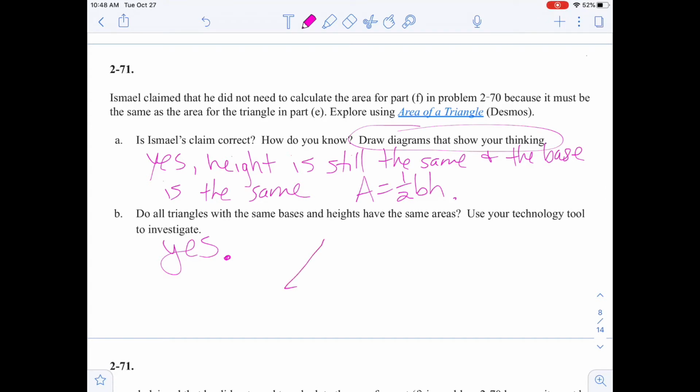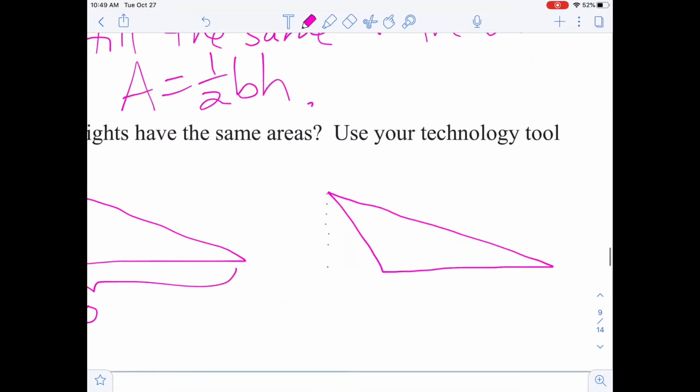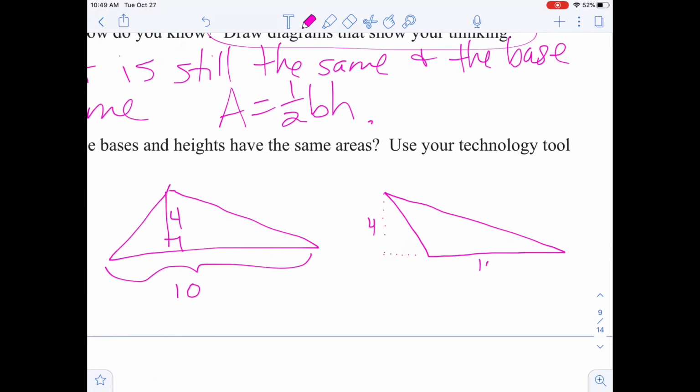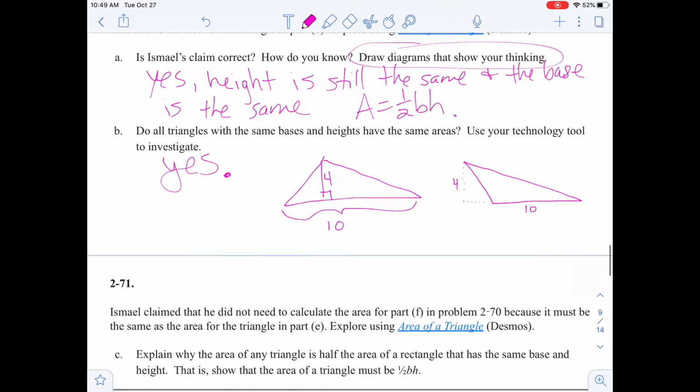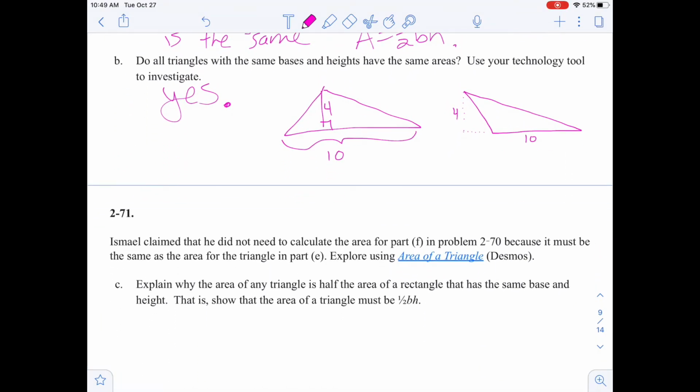So what we can do is draw a diagram and say, okay, if I have a height here of 4 and a base of 10, that would be the same thing if maybe we had an obtuse triangle with the height of 4, and then the base is going to be the same thing, which would be 10. So those are two different triangles that would have the same area based on their height and how long their base is.